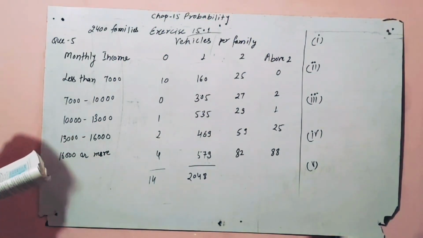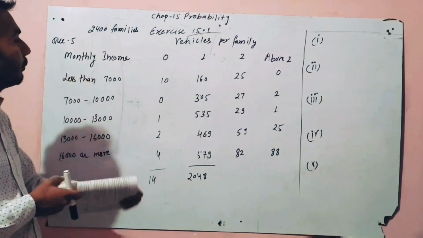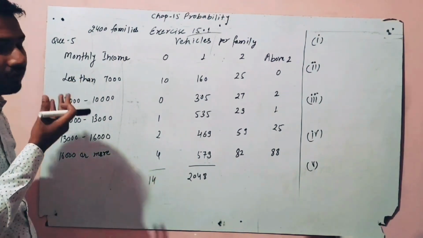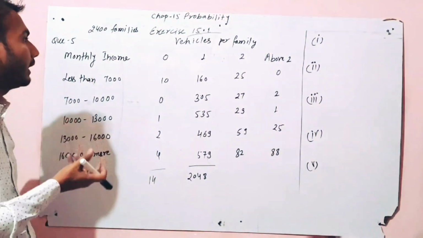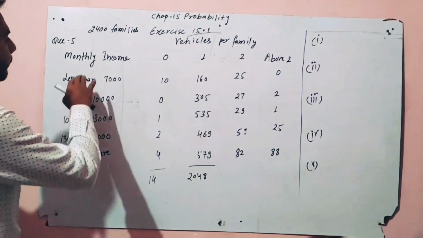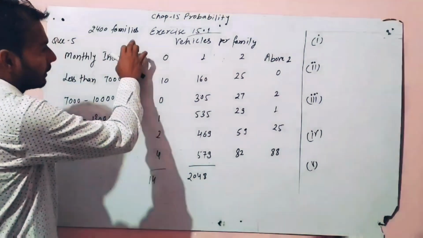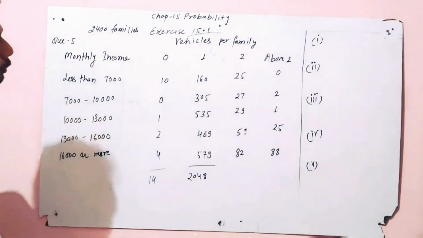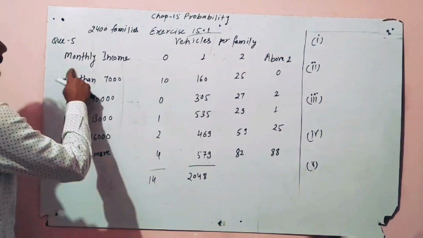A table is given in which the number of families is given, how many vehicles they have, and what are the earnings of those families. That has been listed. Like, 2,400 families are there in total. They have done a survey of 2,400 families.